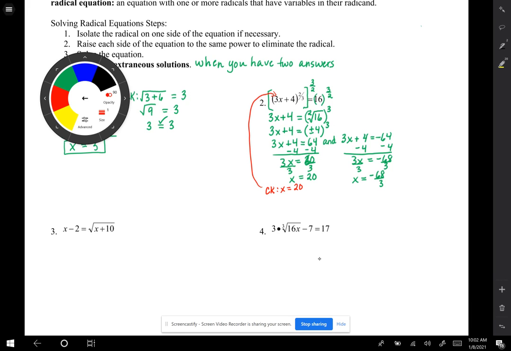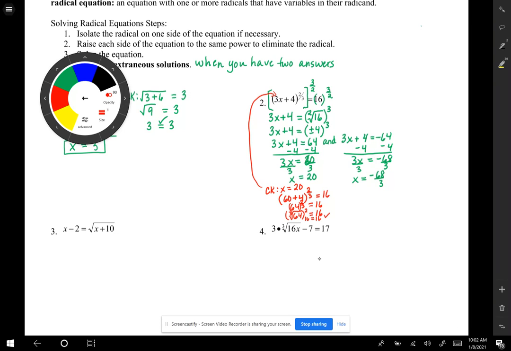So 3 times 20 is, I'm going to take a shortcut there, 60 plus 4 to the 2/3. Does it equal 16? So that's 64 to the 2/3. Does it equal 16? So write 64 as a base. You take the cube root of it, and then you square it. Well, the cube root of 64 is 4, and 4 squared is 16, so that does check.